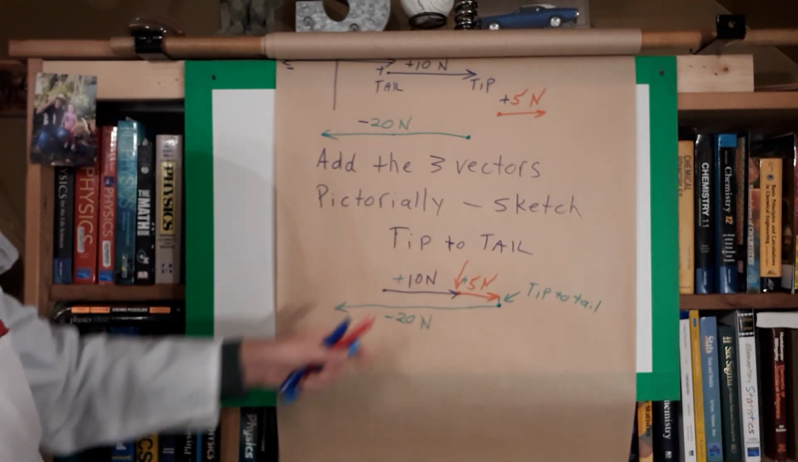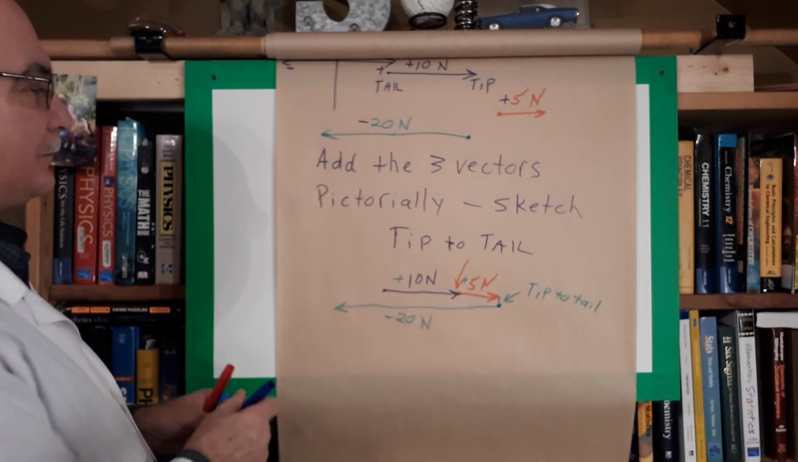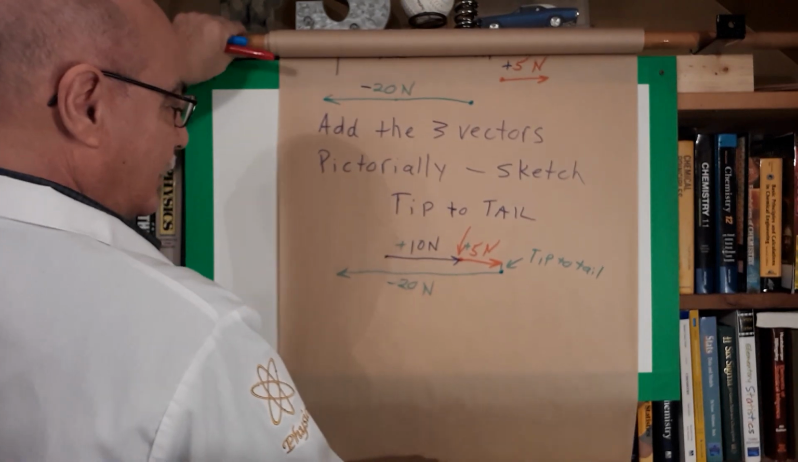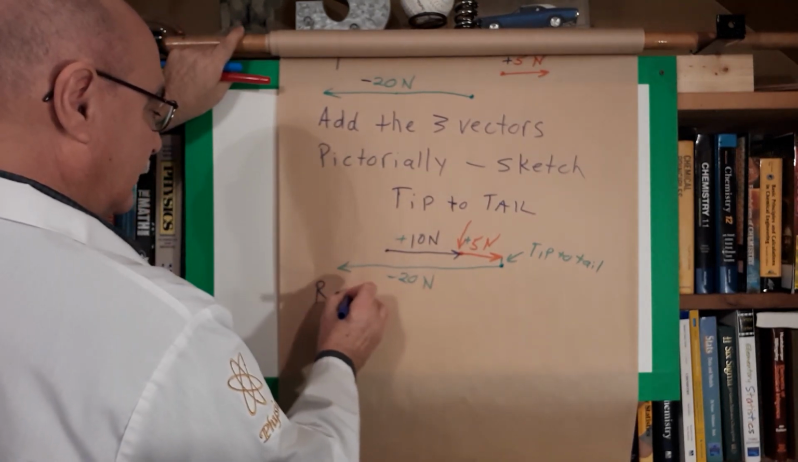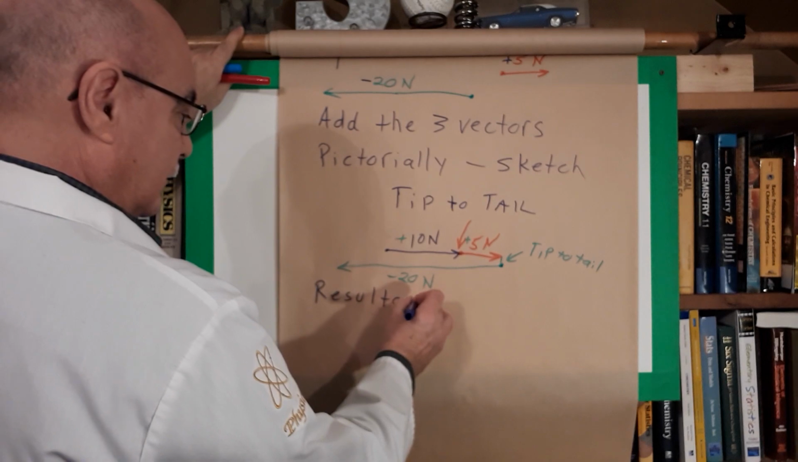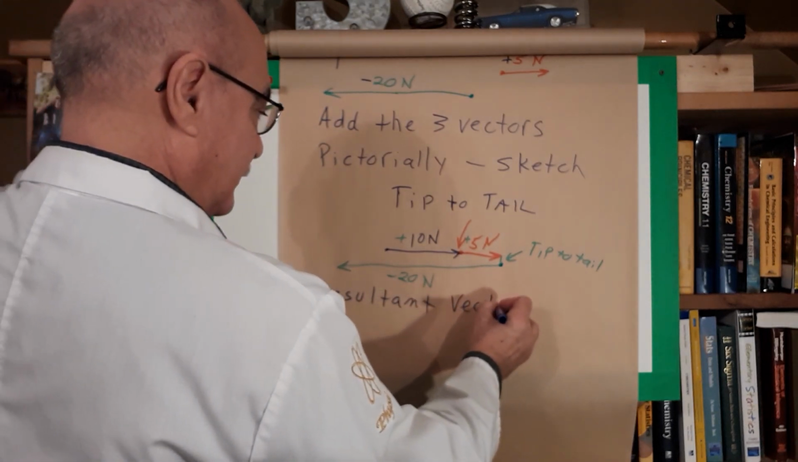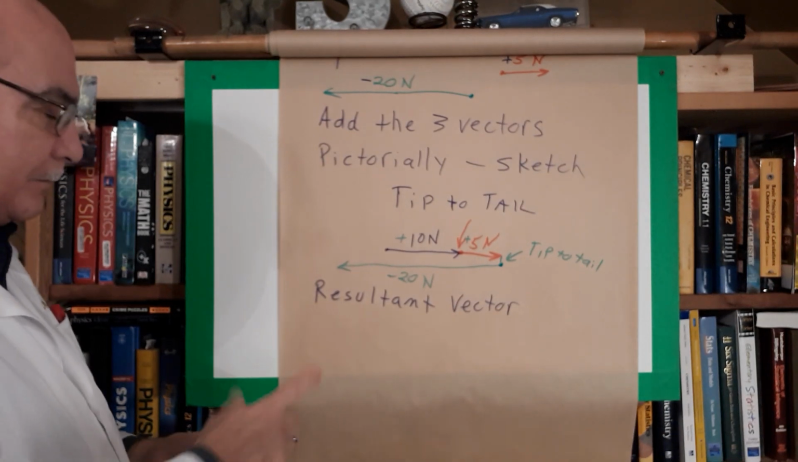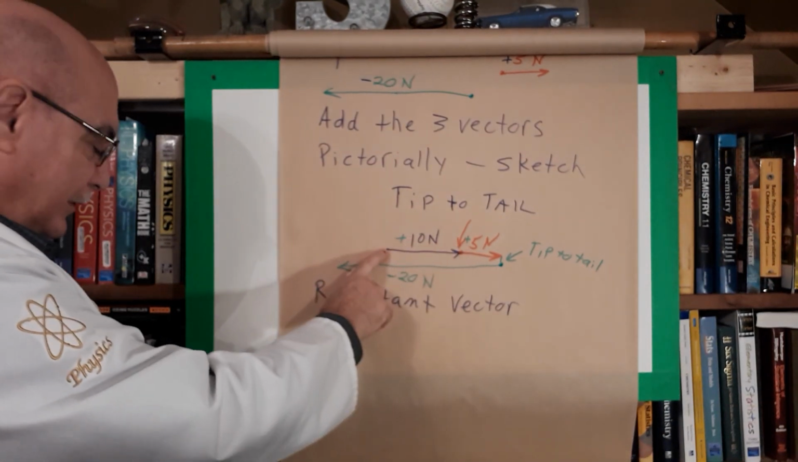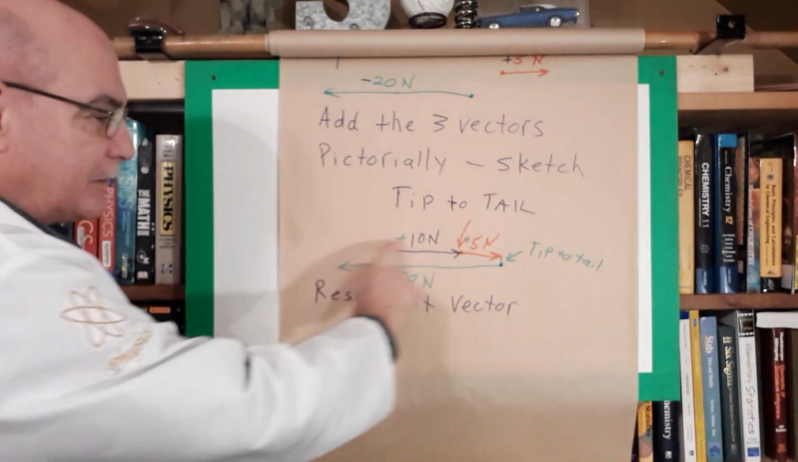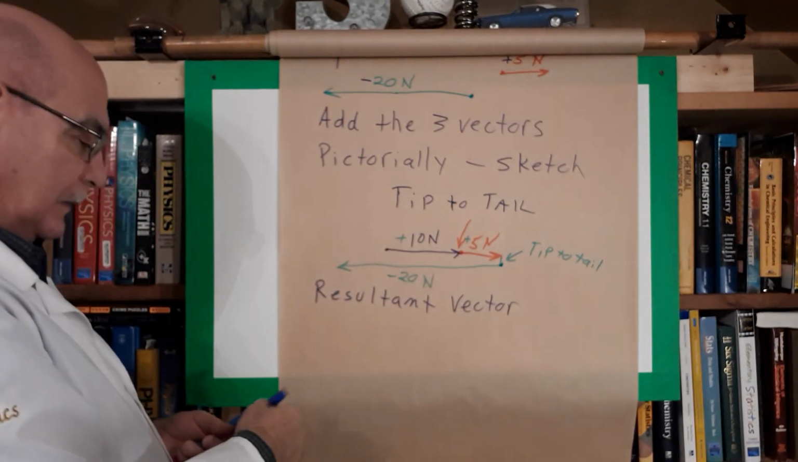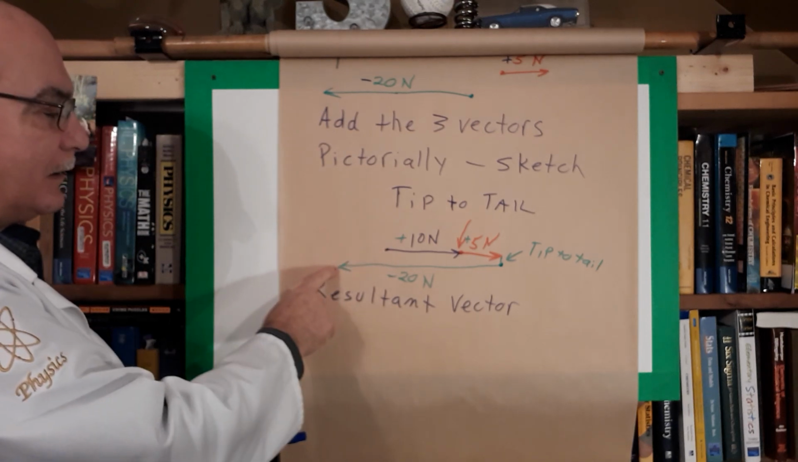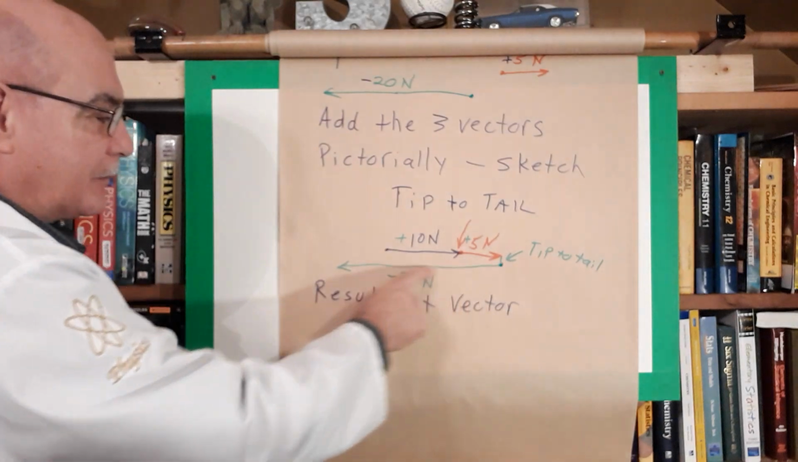The summation of these three vectors is known as the resultant. I'll squeeze that word in here somewhere. The resultant vector, pictorially looking at this, you start here at the beginning of all the vectors. When I started adding everything up, I started here. And I'm going to draw a vector from the tail of this one to the tip of the very last vector, which is here.